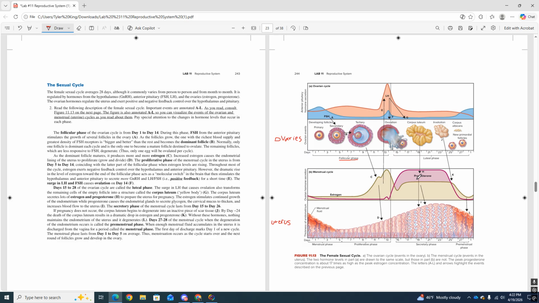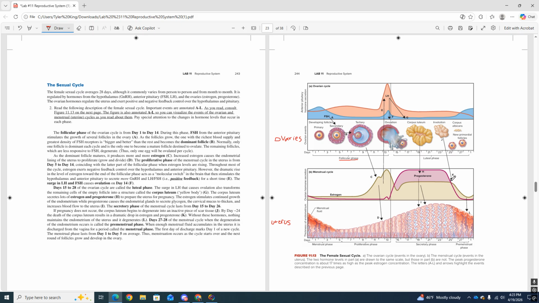If pregnancy does not occur, remember this, the two fates I was talking about. If pregnancy does not occur, the corpus luteum will begin to degenerate into an inactive piece of scar tissue, as it says by letter J here. So it's called involution. If it starts to degenerate, what's going to happen? We're going to see a dramatic drop in estrogen and progesterone, letter K.